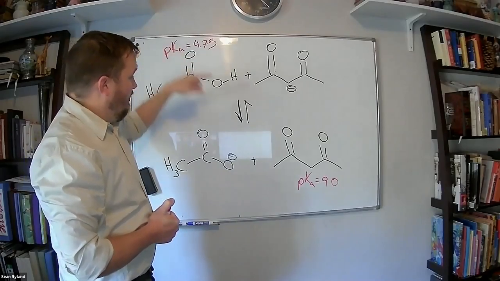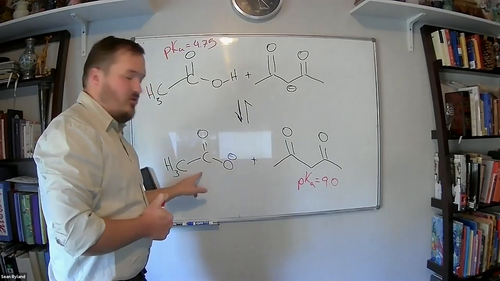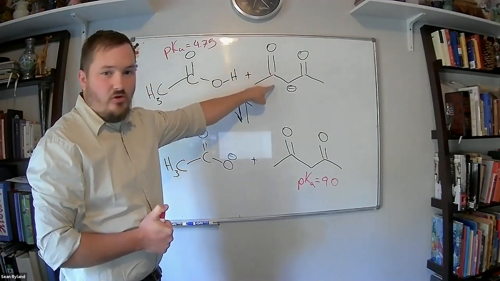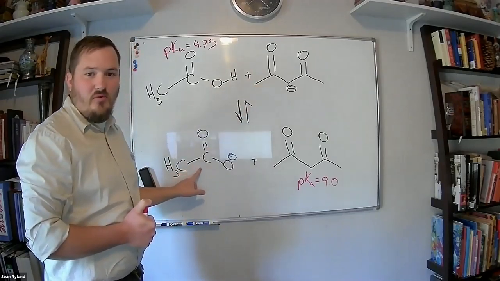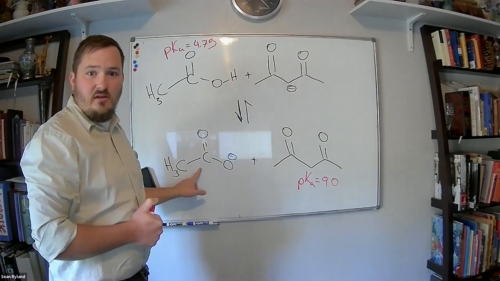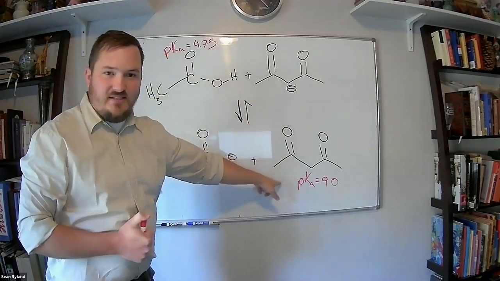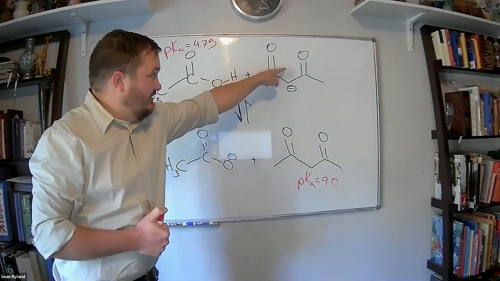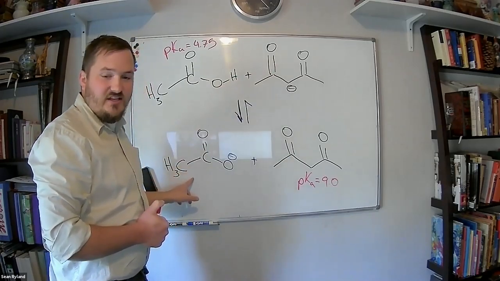In other words, we're going to favor making this side of the reaction because that makes the weaker acid and the weaker base. We can also flip this around and say that this is a pretty good base and the acetate is going to be a pretty weak base. That's really just the inverse of saying that acetic acid is a stronger acid than the diketone. The conjugate base of the diketone is a better base than the conjugate base of acetic acid.